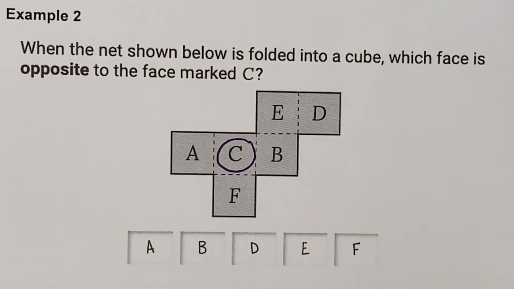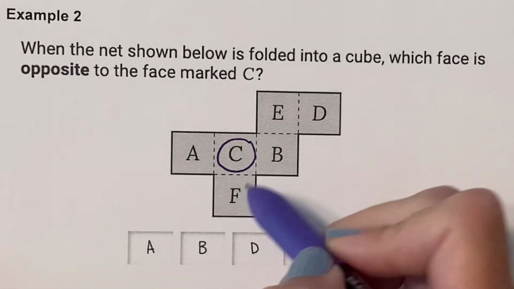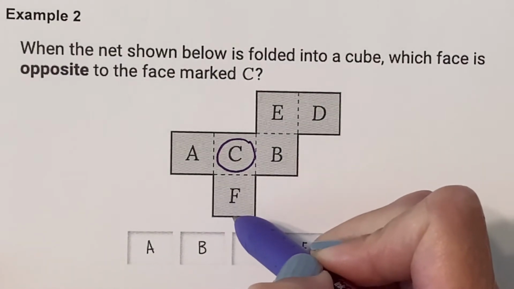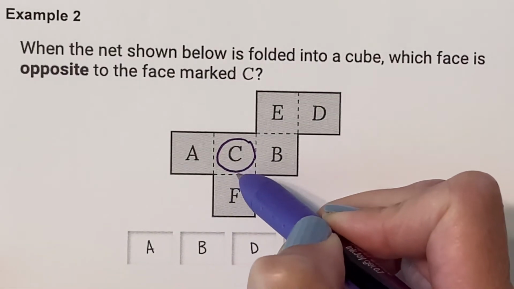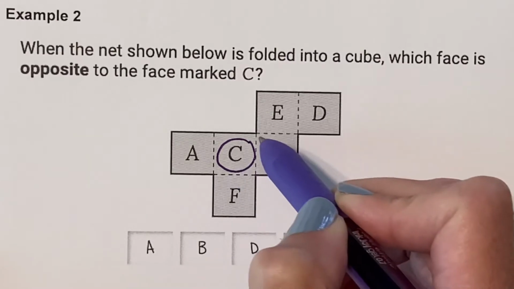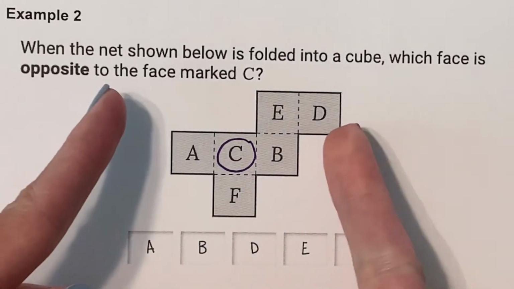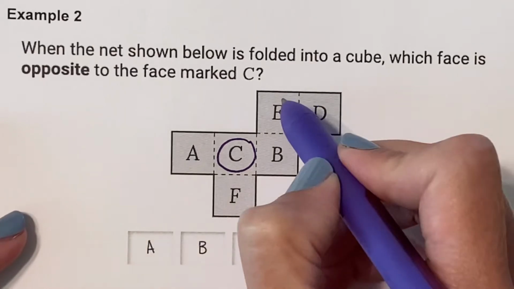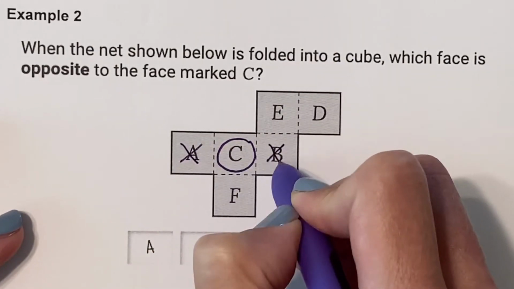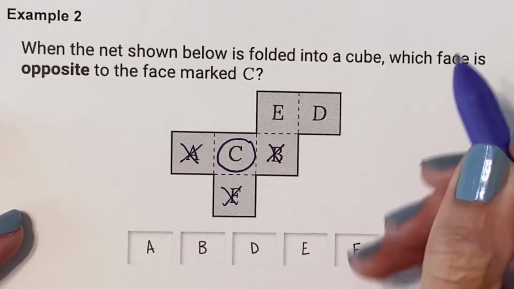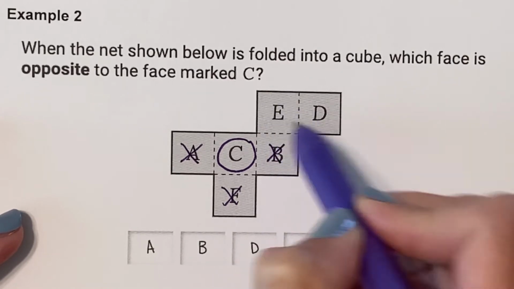Ooh, well, let's see. Some of you will figure this out right away. This face is gonna flip up. So it's going to be connected to it. It won't be opposite. These two faces are also going to flip up. So it can't be any of those because they're actually connected to it. So it's either going to be E or D.